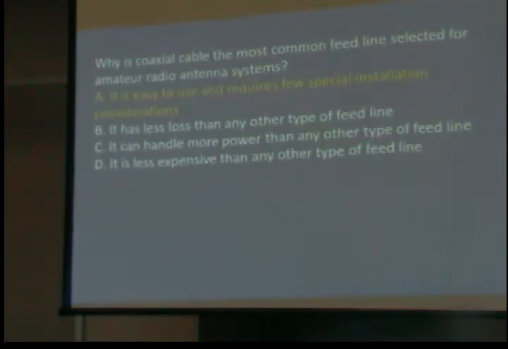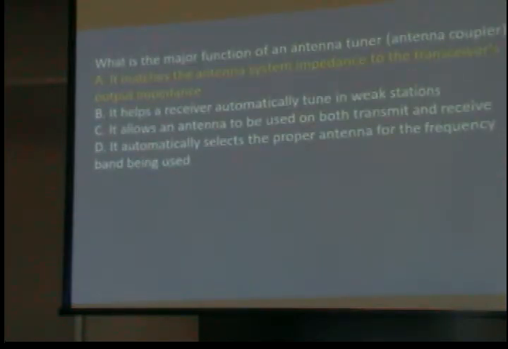Why is coaxial cable the most common feed line selected for amateur radio antenna systems? It's easy to use, requires very few installation considerations. Some other feed lines you have to keep away from metal. With coax, you can tape it to a copper tubing if you want to, it won't hurt it. What is the major function of an antenna tuner or antenna coupler? It matches the antenna system impedance to the transmitter's output impedance. All it does is make the two of them think they're okay together. It matches.